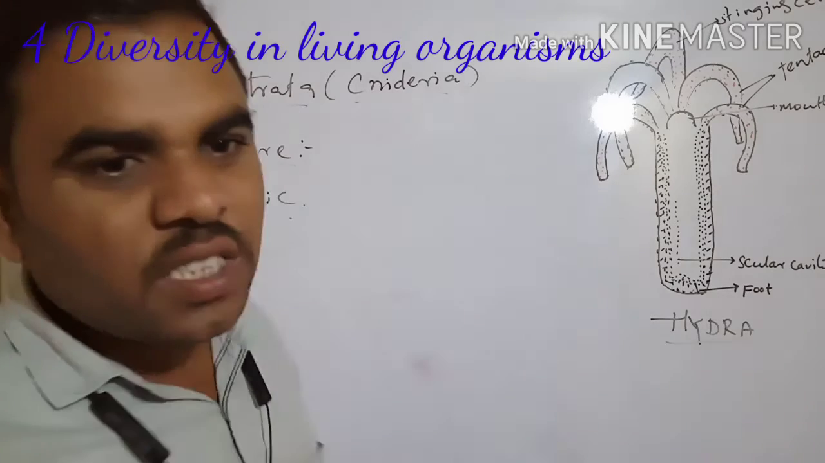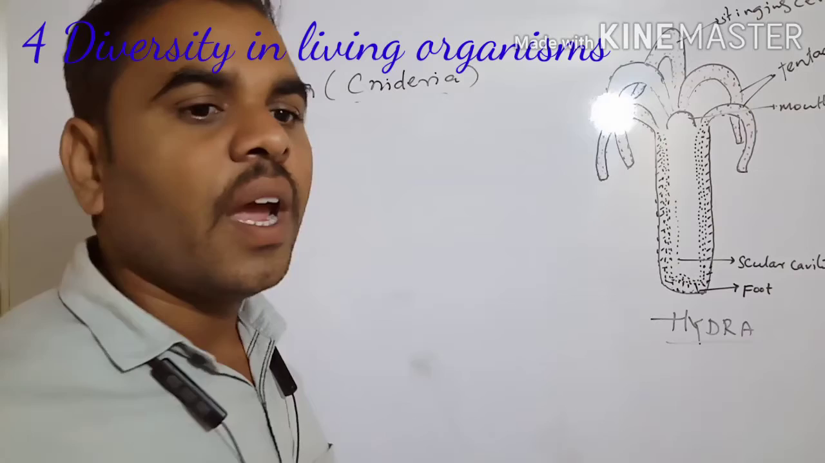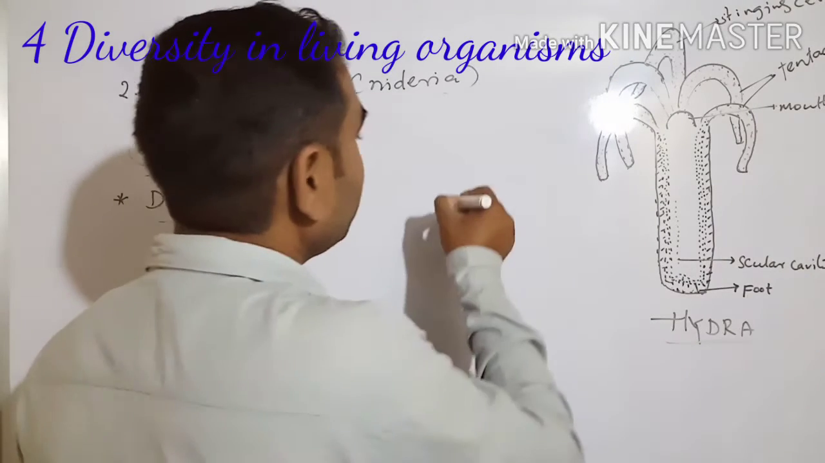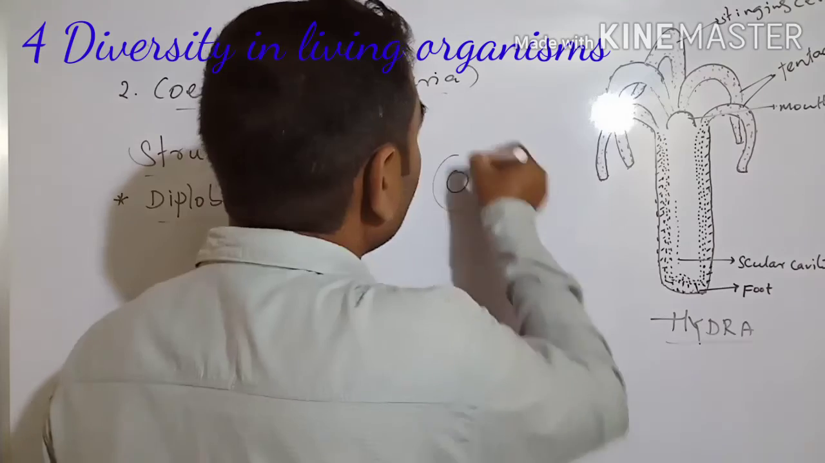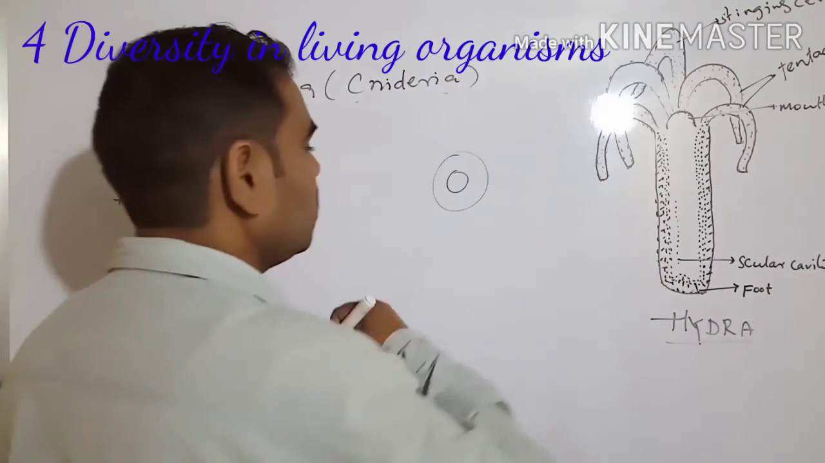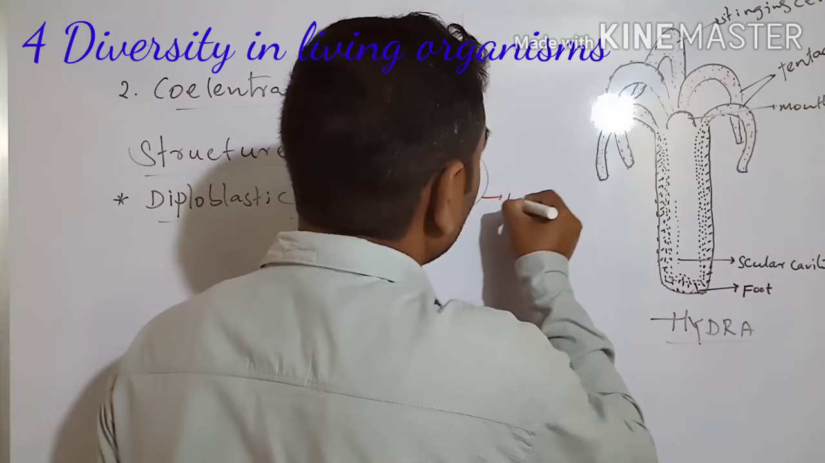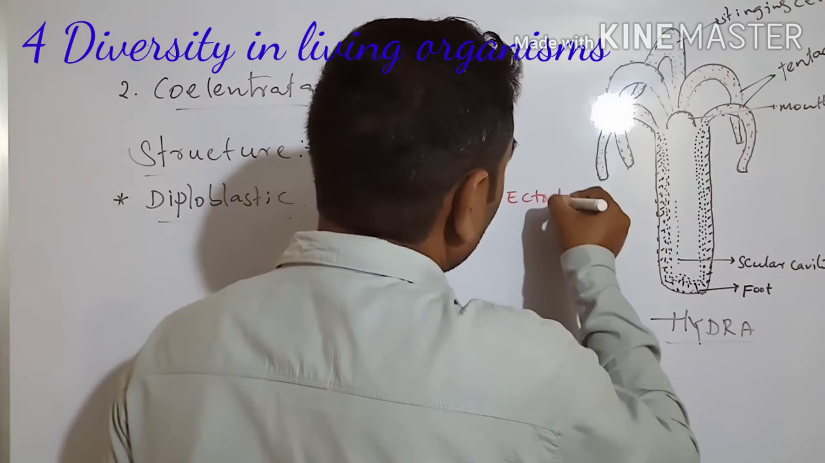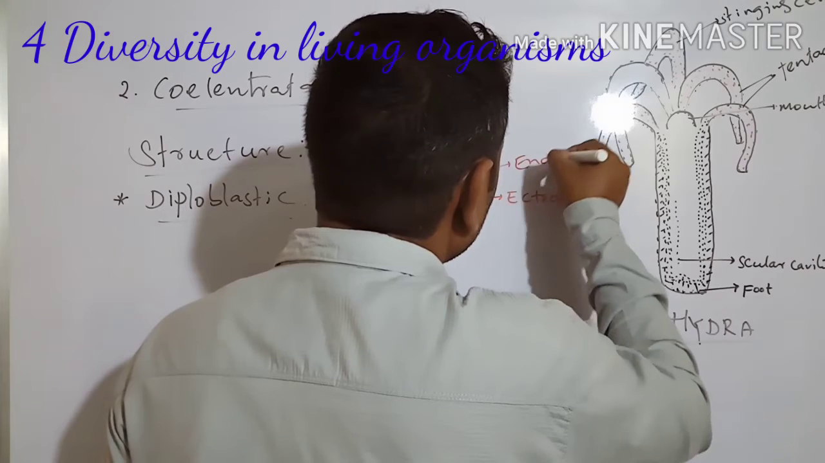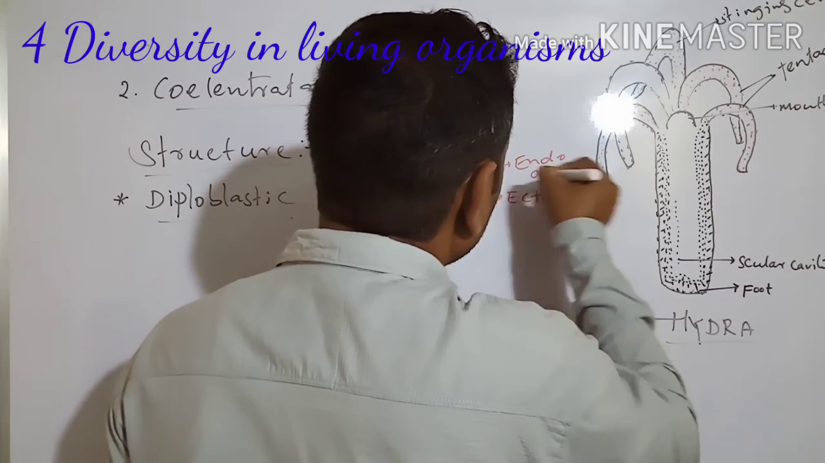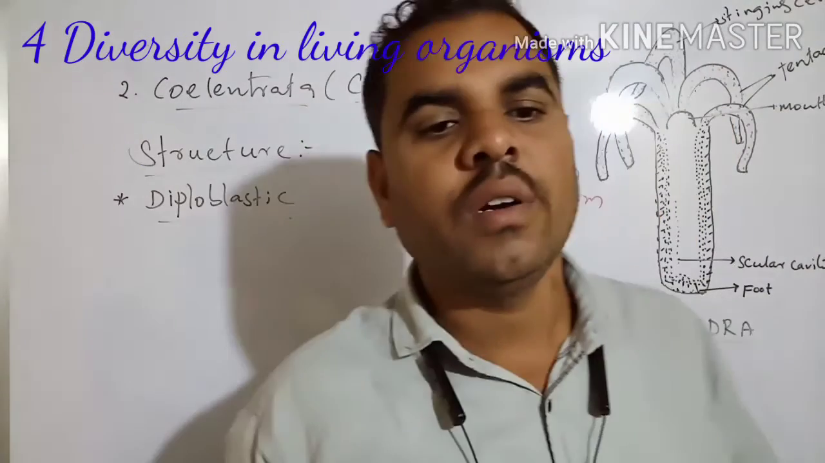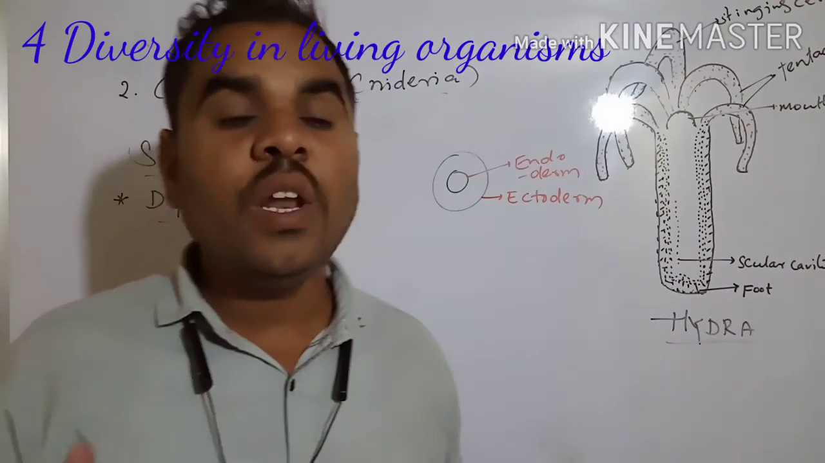Diploblastic. What is diploblastic? It has a two-layer body wall: one is the ectoderm and the other is the endoderm. For example, this is the ectoderm and this is the endoderm. So it is a two-layer body wall.